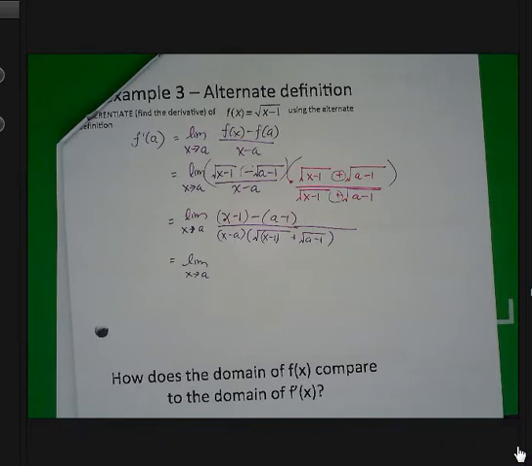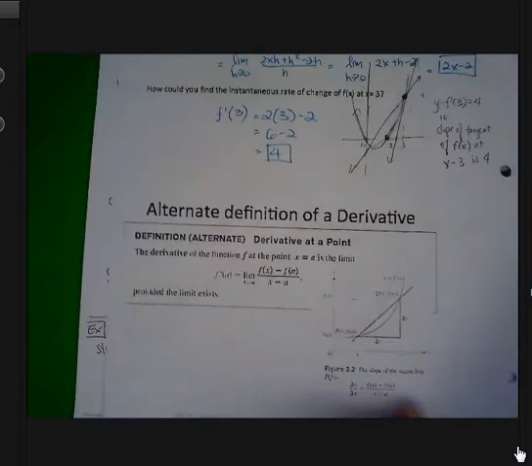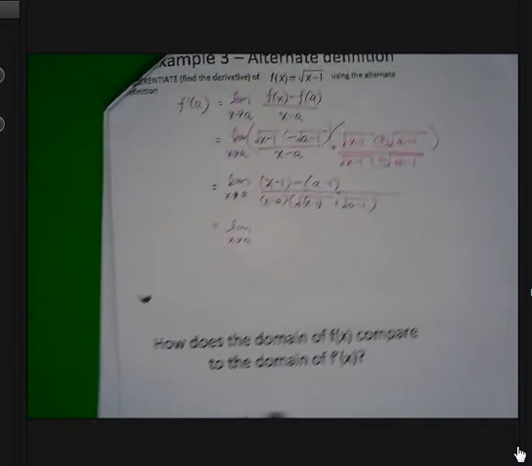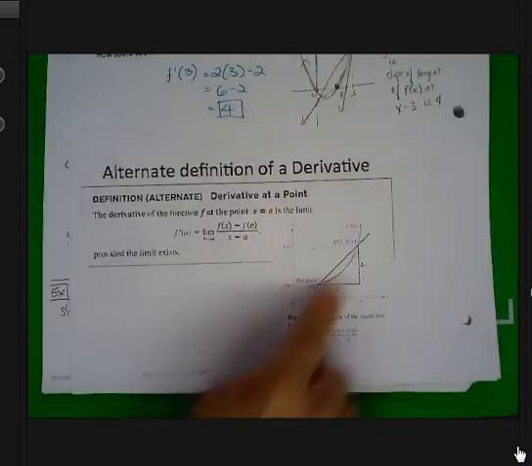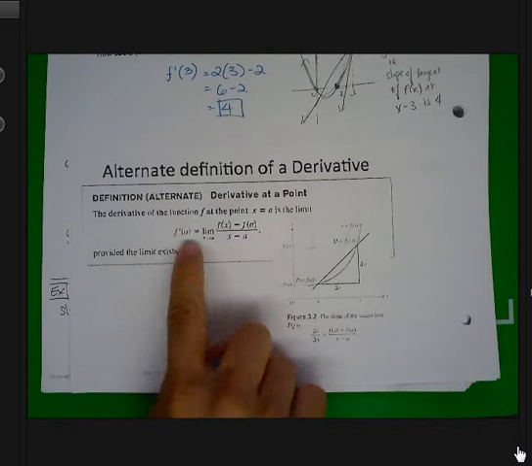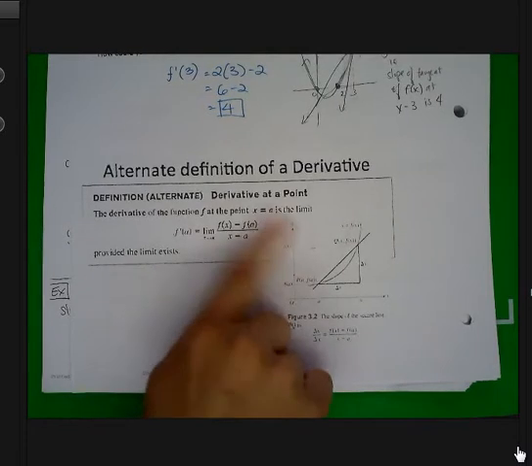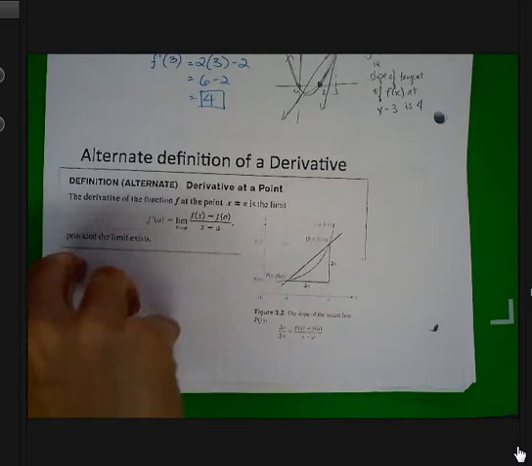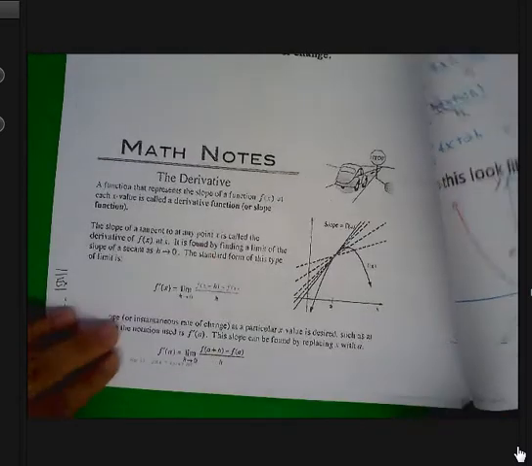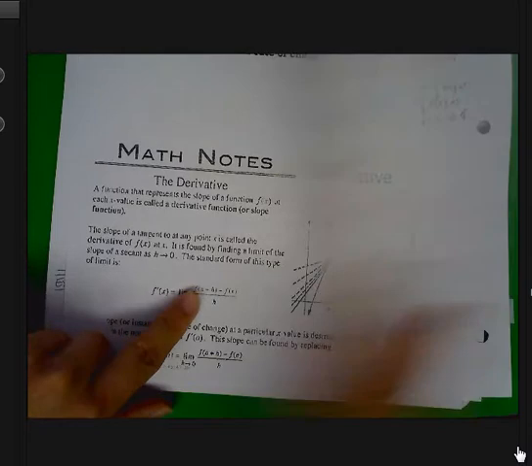Okay, so for those of you just joining us, we talked about the alternate definition of a derivative, and then we started this example. If you don't understand this, you can read it in the book, why this is the same thing as using the definition we learned yesterday, the limit as h goes to 0 of the difference quotient. Another way to say this is this, okay?